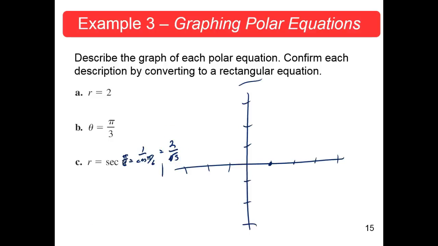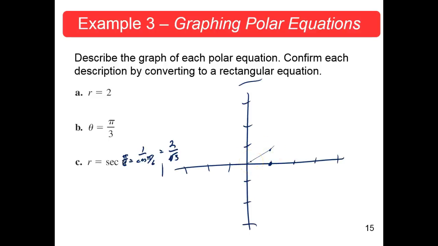If you got a calculator, punch it in. 2 divided by root 3. Anyone? Okay. So when theta is equal to pi 6, we're here somewhere. What's 2 over root 3? 1.1. Let's just say here's 1 and 0.1. Something about like that, okay?